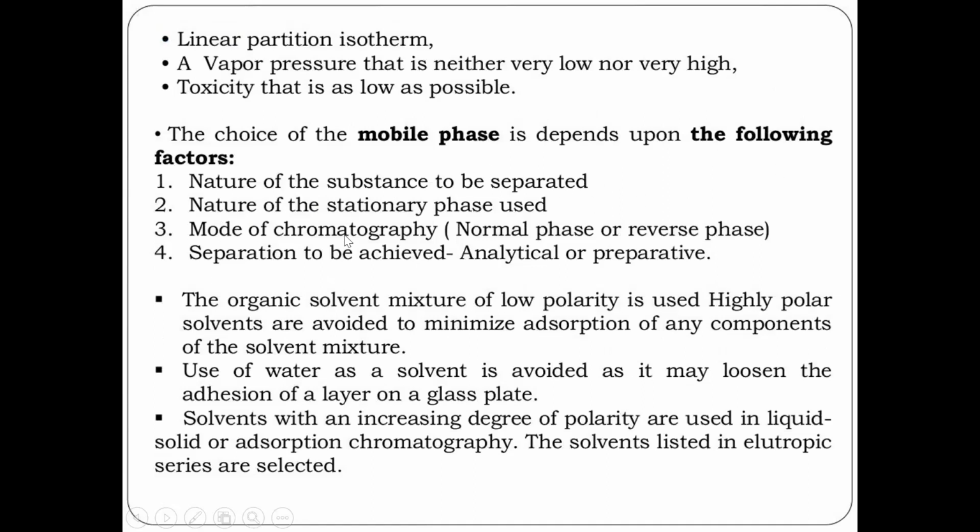Mobile phase selection is based on these factors: the nature of the substance to be separated, the nature of the stationary phase used, and the mode of chromatography, normal phase or reverse phase. For example, in normal phase chromatography, a non-polar mobile phase is used. In reverse phase chromatography, a polar mobile phase is used.